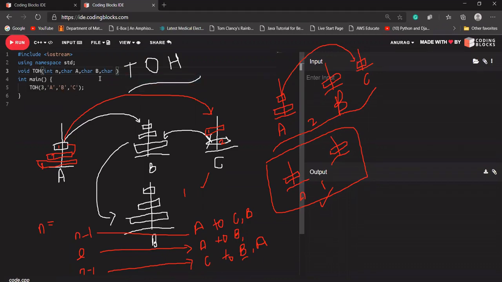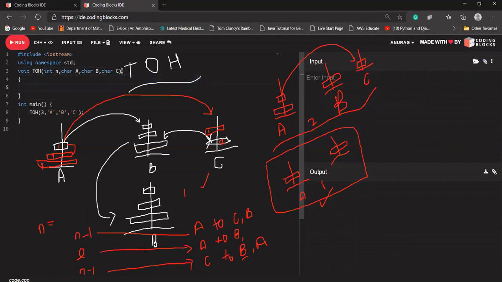Or you can write it something like this: rod number 1, rod number 2, rod number 3. So I can write char rod 1, char rod 2, char rod 3. What I have to do is move from rod 1 to rod 3, using rod 2. You can write anything.